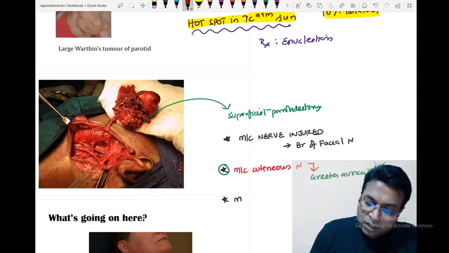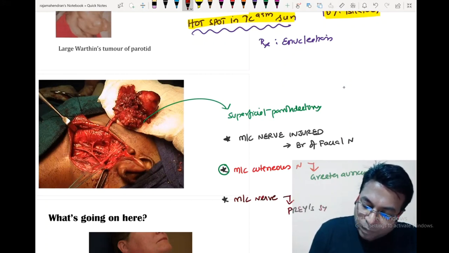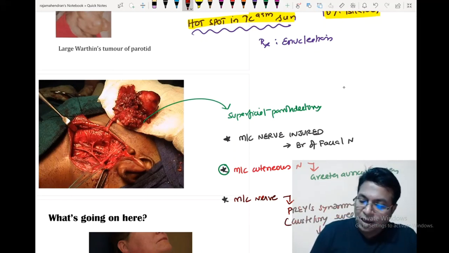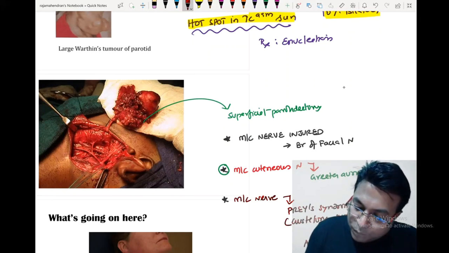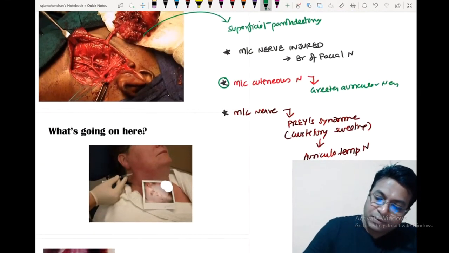Now, which nerve injury causes Frey syndrome? I hope you know Frey syndrome is nothing but gustatory sweating. What nerve is injured in this? The nerve injured here is the auriculotemporal nerve.